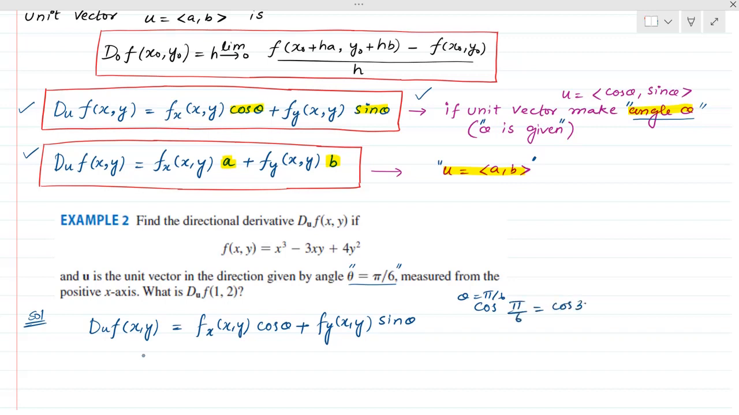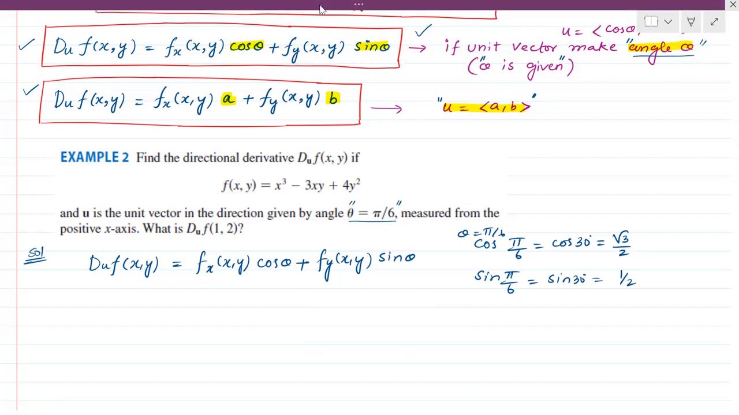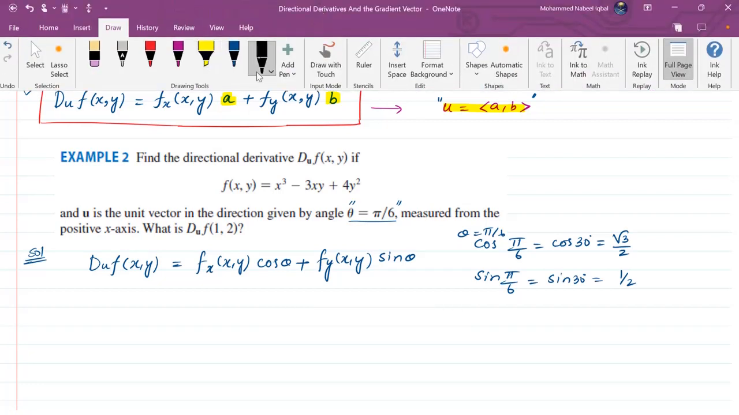What is cosine 30 degrees? It is equal to root 3 over 2. And what about sine pi over 6? Which is equal to sine 30. Sine 30 is 1 over 2. Now I just substitute the values here. What are the things we have to find here? The formula is given by replacing x and y with the point (1, 2).